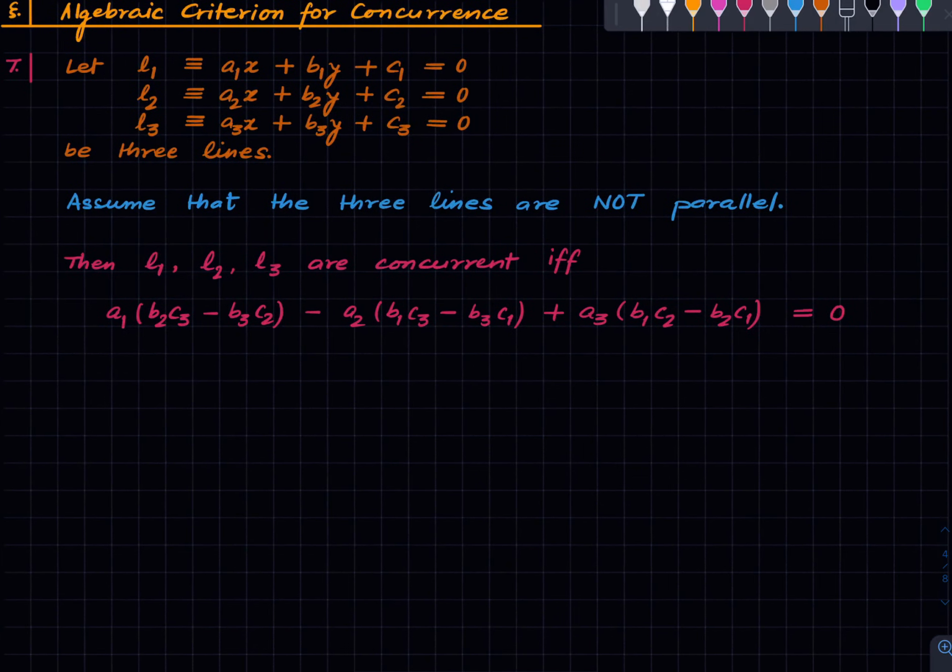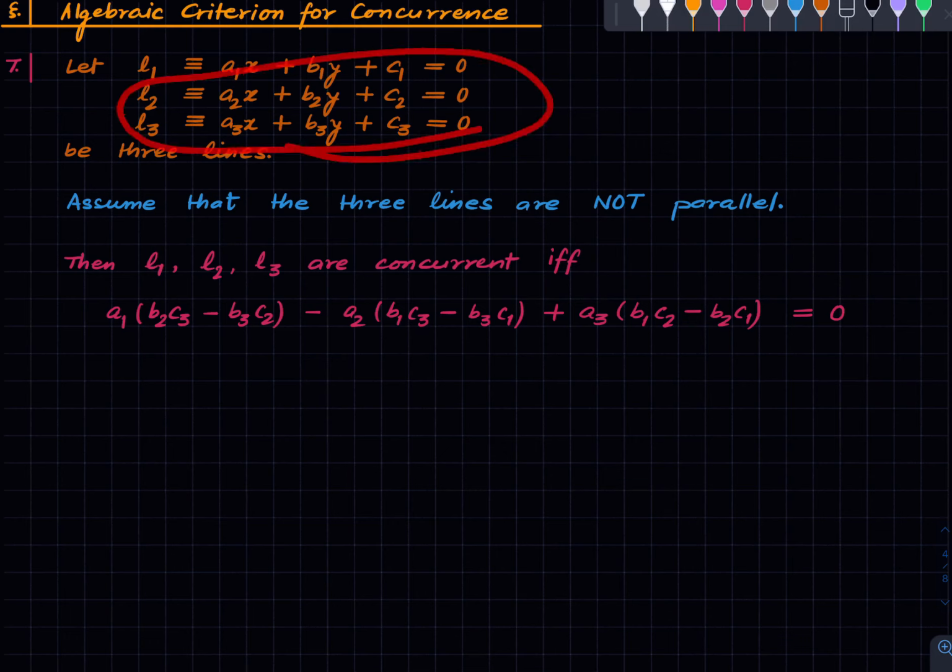So what we are interested in is an algebraic criterion to detect concurrency. The notion of concurrency is, of course, just a geometric one, but if you want to study it algebraically, then what we would want is, suppose we are given 3 lines and we have been given their equations, can we, in terms of the equations or the coefficients that appear here, can we write down an algebraic condition which detects concurrency? And indeed we can.